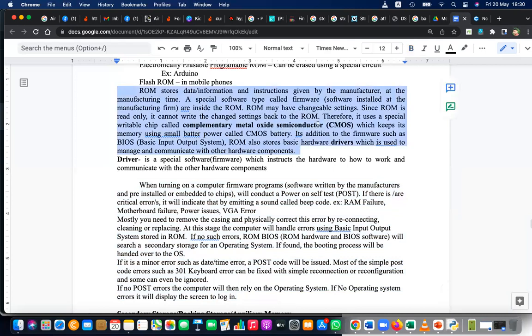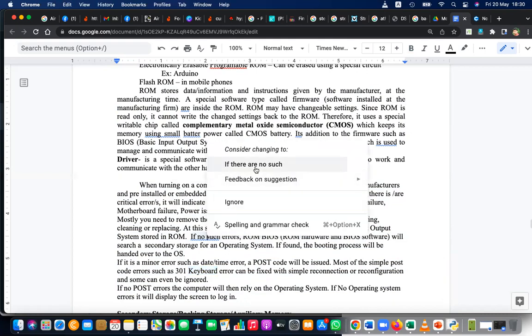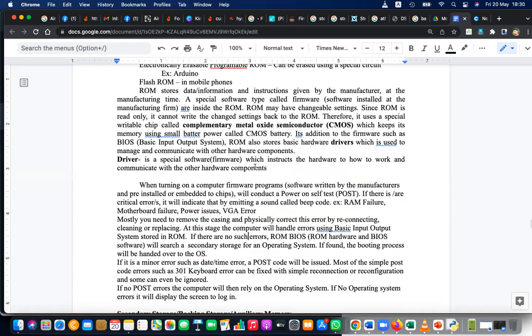What is that? So basically, I said that it can be date time errors. When there are some errors, sometimes we are changing the configuration settings. But when we are changing the configuration settings, there's a problem.